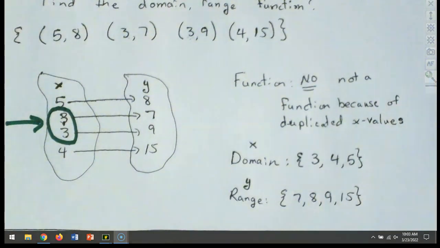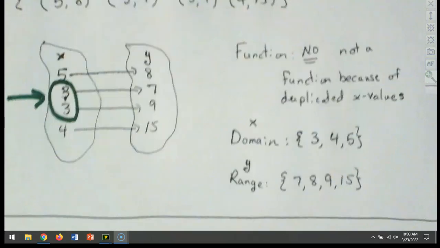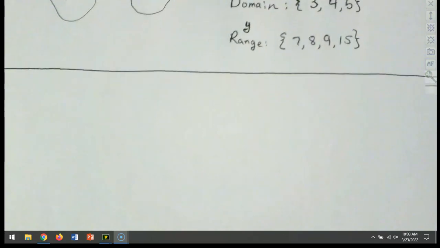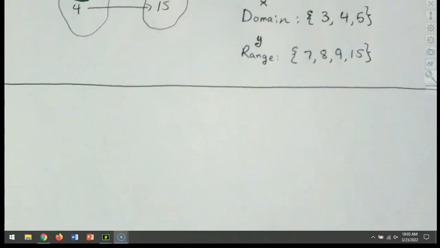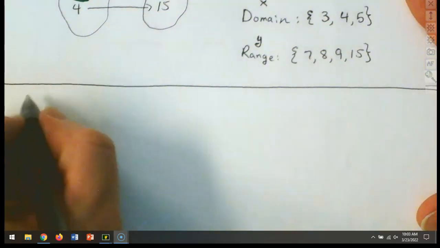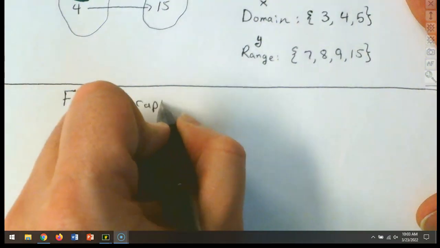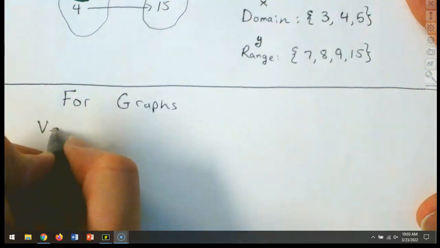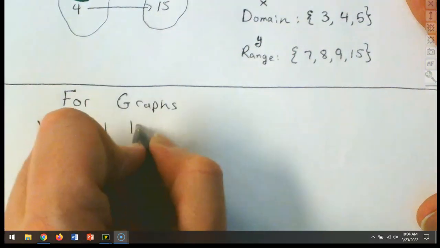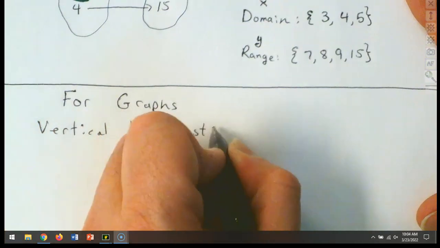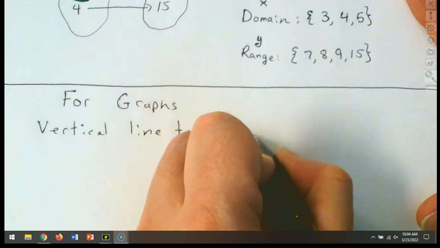Now, when we talk about functions from a graph, what we're going to be using is what's called the vertical line test. In college algebra, you'll also learn about the horizontal one. That's with inverses, and that's one of the last parts in college algebra. But in this course, all we're going to talk about is the vertical line test. So this is going to be for graphs. We're going to use what's called the vertical line test. What you do is you draw vertical lines.